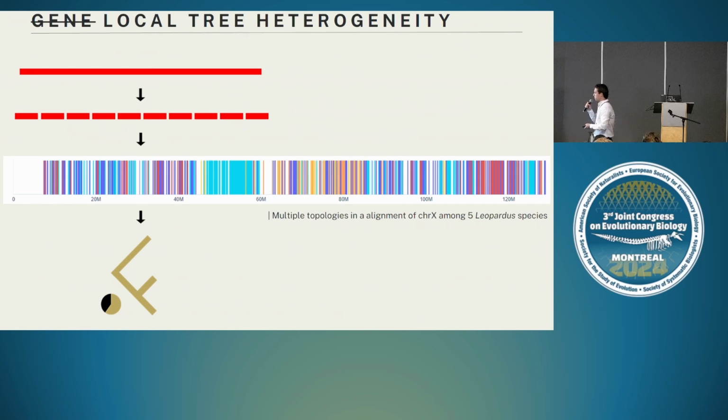And here's an example from my data. So this is an X chromosome of an alignment of 5 Leopardus species, and I'm sure you've seen these barcode plots before. Every color represents a different topology. So I'm using 100 kb fragments, and there are certain assumptions about recombination within and between fragments. I know about this, but I think we shouldn't be too worried, because there's still, as you can see, plenty of resolution to detect alternative topologies.